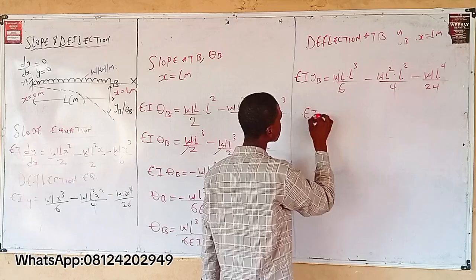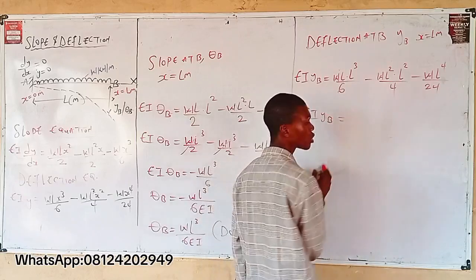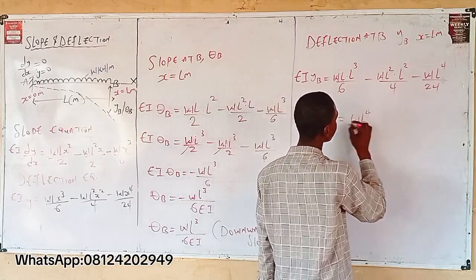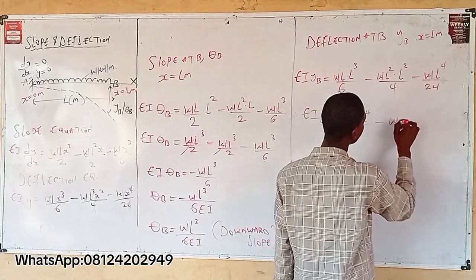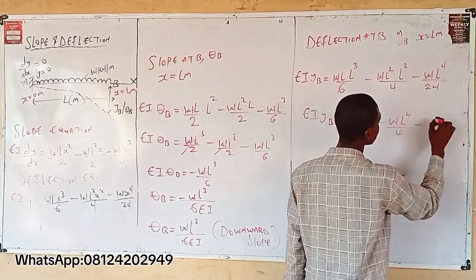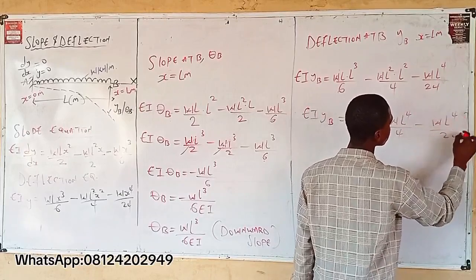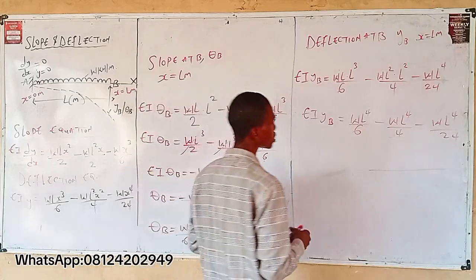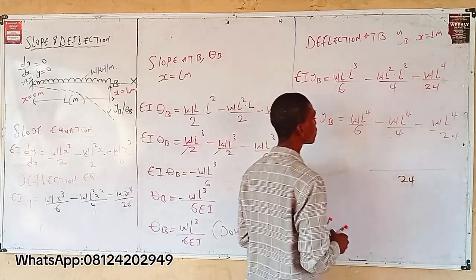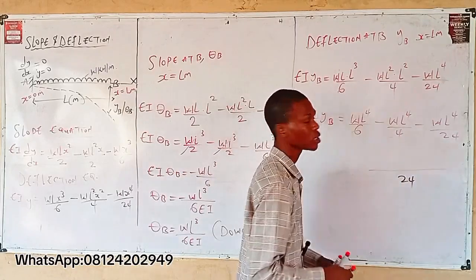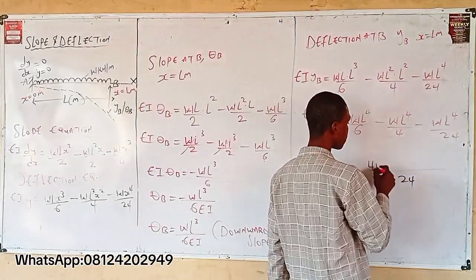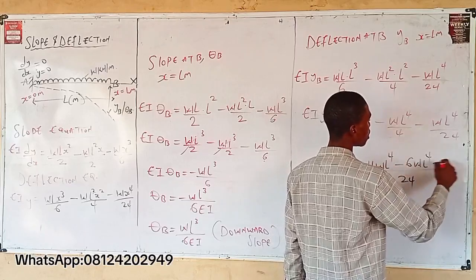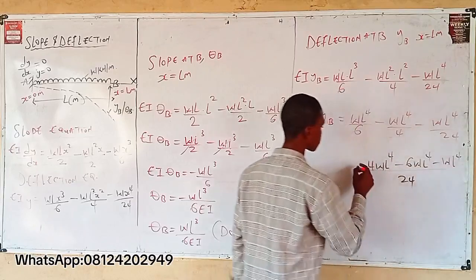Solving further, we have that YB is equal to WL raised to power 4 over 6 negative WL raised to power 4 over 4 negative WL raised to power 4 over 24. Now let's find the LCM here. The LCM is what? 24. Meaning that 24 going 6 is what? 4. 4 times this, we have 4 WL raised to power 4 minus 6 WL raised to power 4 minus WL raised to power 4.